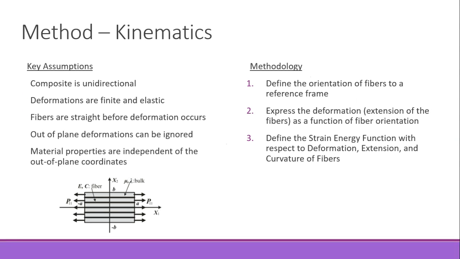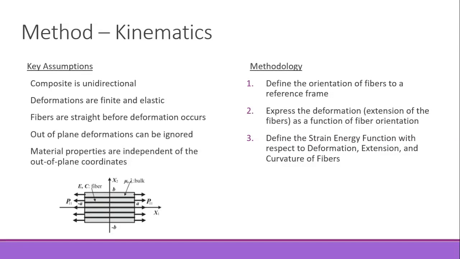So to begin deriving this model, the researchers made several assumptions, including unidirectional composites and fibers, finite and elastic deformations, straight fibers before deformation occurs, aka initial conditions, no out-of-plane deformations, and constant material properties in the out-of-plane coordinates. So essentially, from the model at the bottom, you can see that the applied stresses were unidirectional or axial, and the overall composite is comprised of a bulk elastomeric material and integrated fibers.